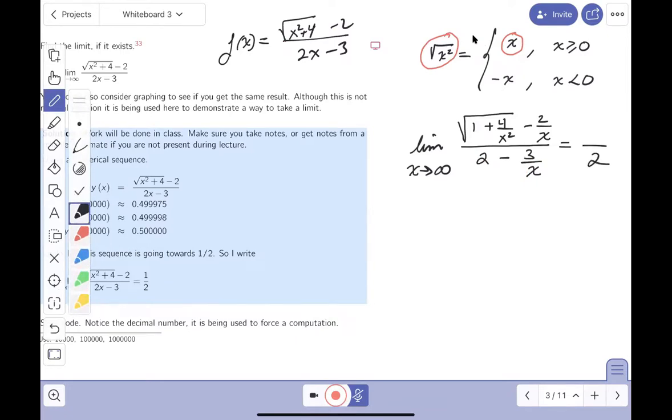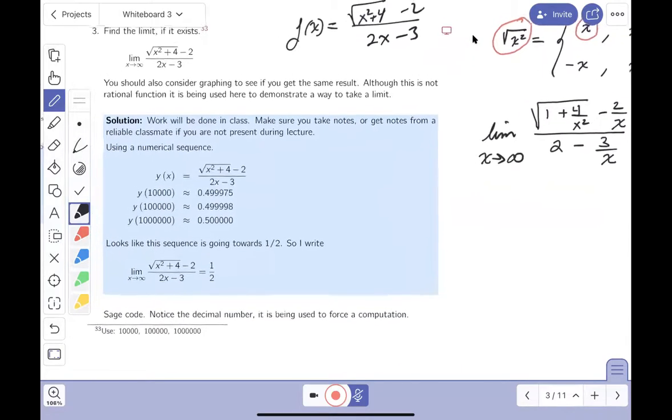And what's the top going to be? Let's take a look at it. This would become 0 because 2 divided by a really large number is 0. What's 4 divided by a really large number squared? Still 0. So we're left with the square root of 1, which certainly is pretty easy, 1/2. So I'm going to say I know the limit now. What's the limit? 1/2. All right.